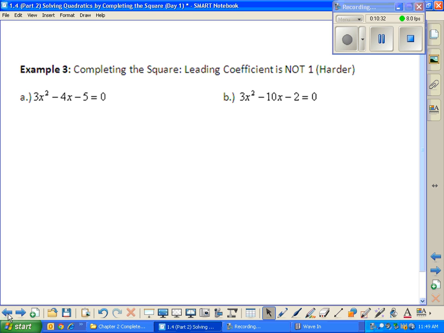So these are just a little harder. 5-step process is still the same. What you're going to see in these problems is that the numbers are messier. We get a lot more fractions to deal with. But the process, like I said, 5 steps. Step 1, we're going to go ahead and add your constant to the other side.